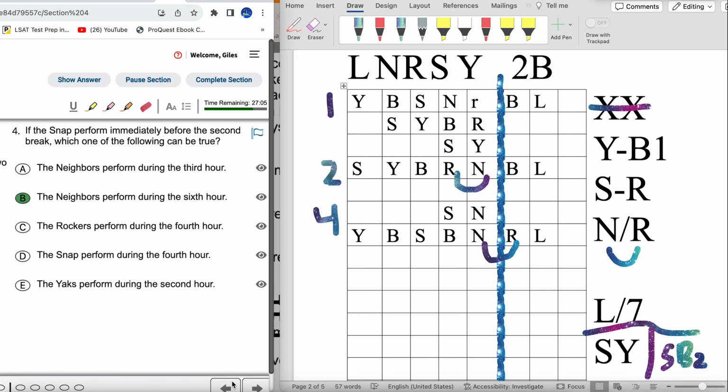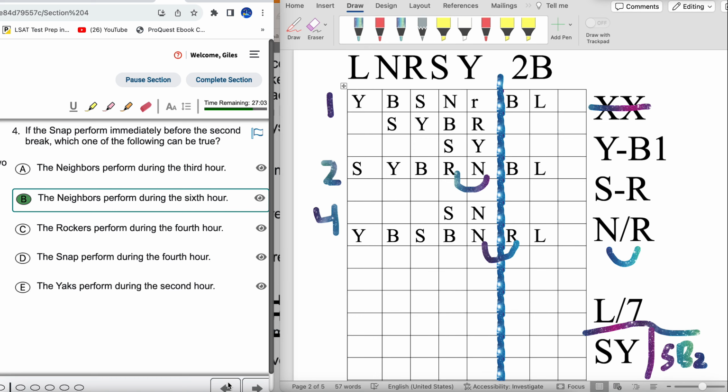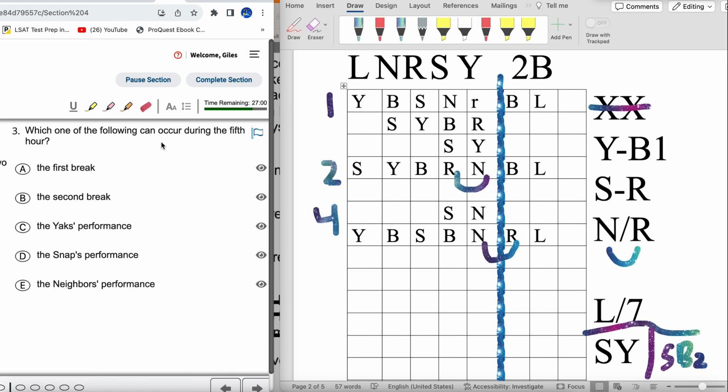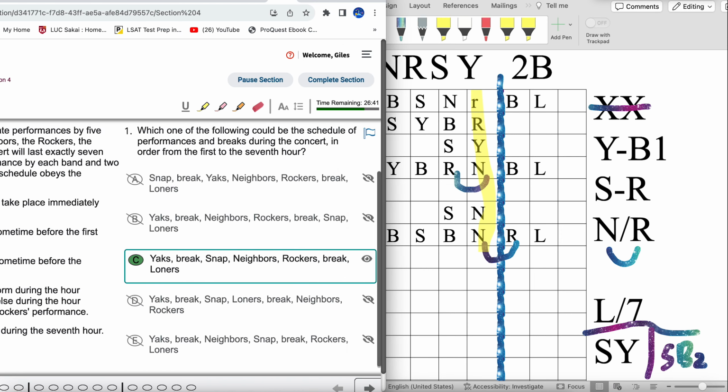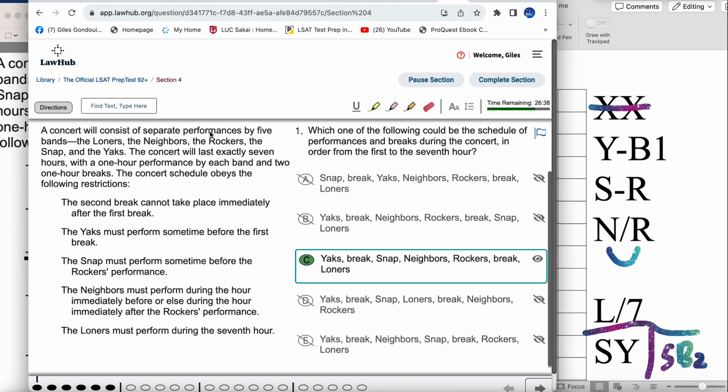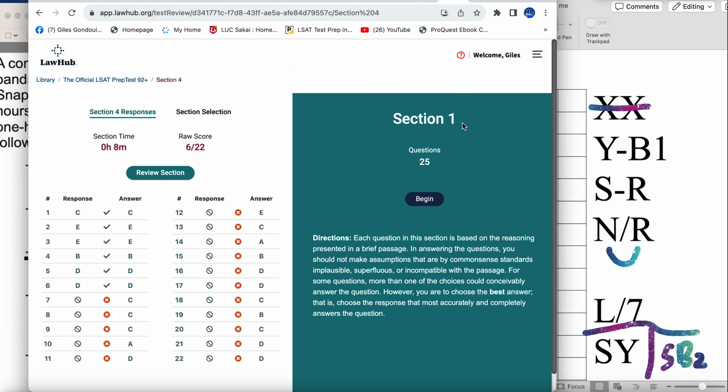And let's see if we missed any questions right now. We got that one correct as well, if you're wondering. Which of the following can occur during the 5th hour? So the 5th hour, we're looking at this spot right here. And we see N has the ability to be performed in the 5th position. And that's why it's important to save all your game pieces. That way we can have ways to answer all these questions. So we did this right now in approximately, I want to say, 8 minutes, and we got it all correct while I was speaking.